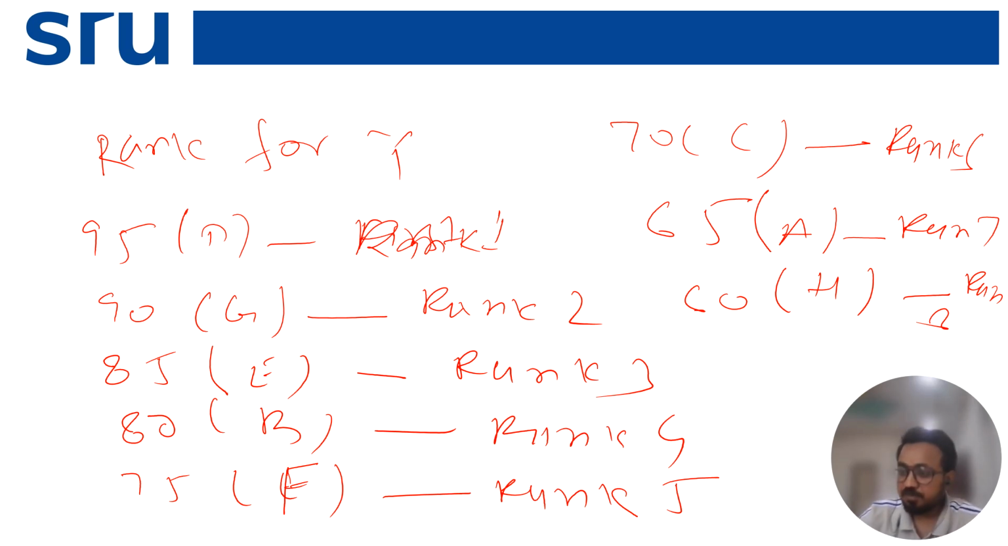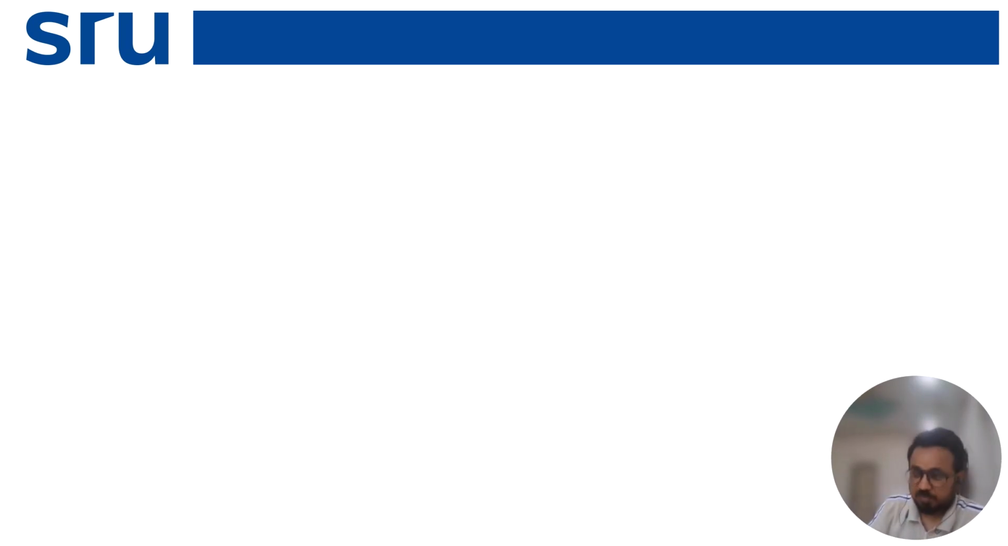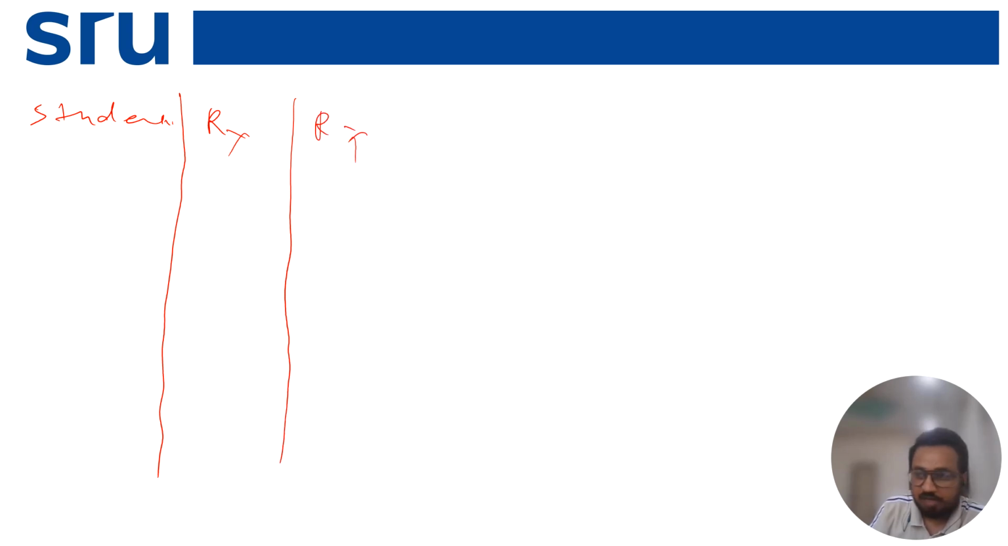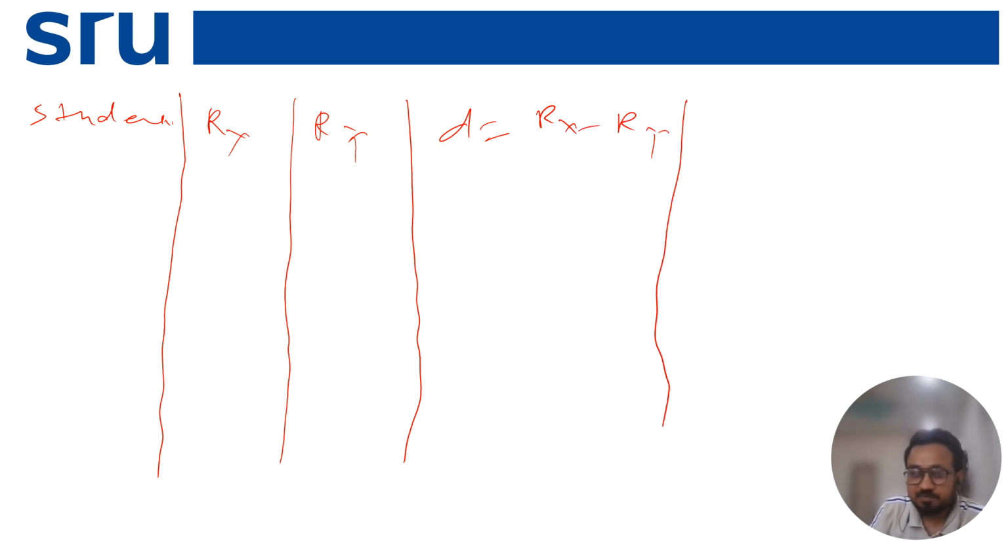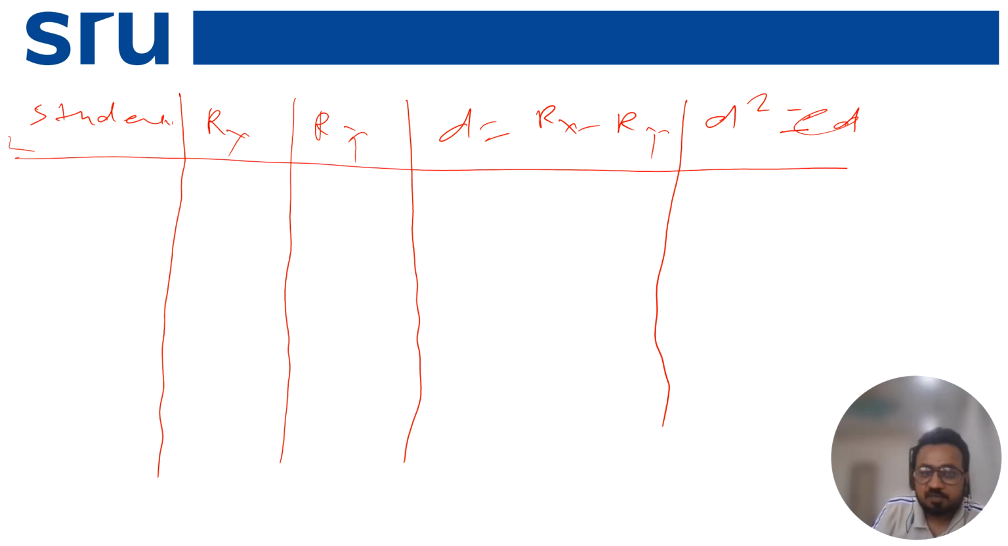Okay. So now we will make the table. This is the student, this is Rx, rank for X, this is rank for Y, and D equal to Rx minus Ry. Then we will find D square. So now these are the values for A, B, C, D, E, F, G, H. Right?